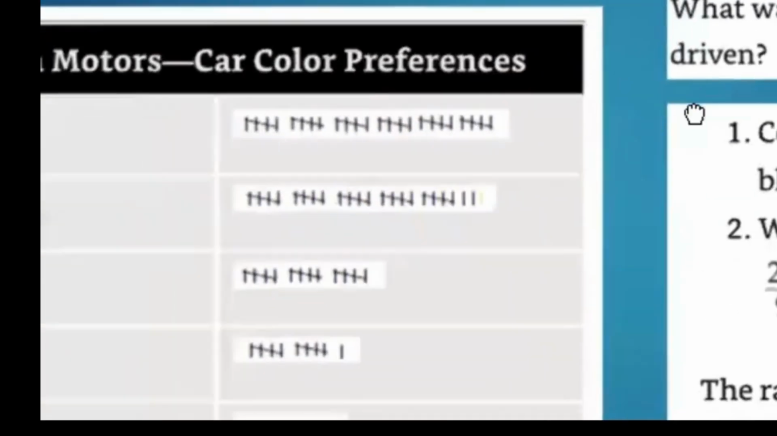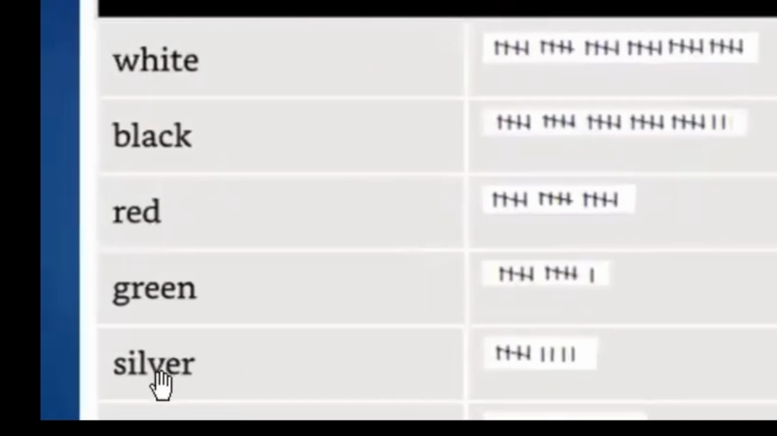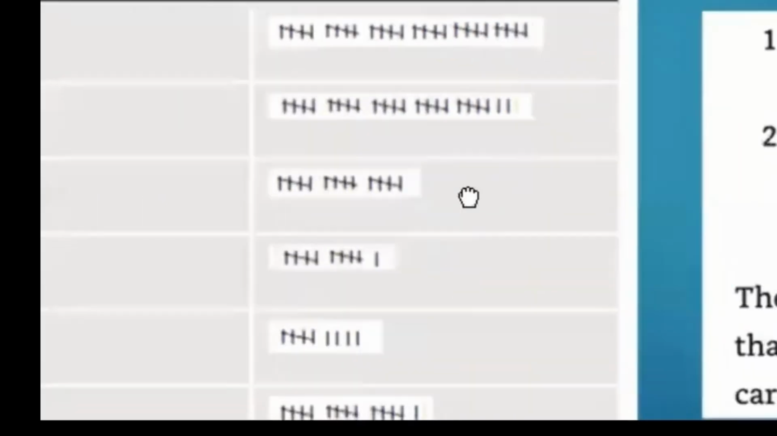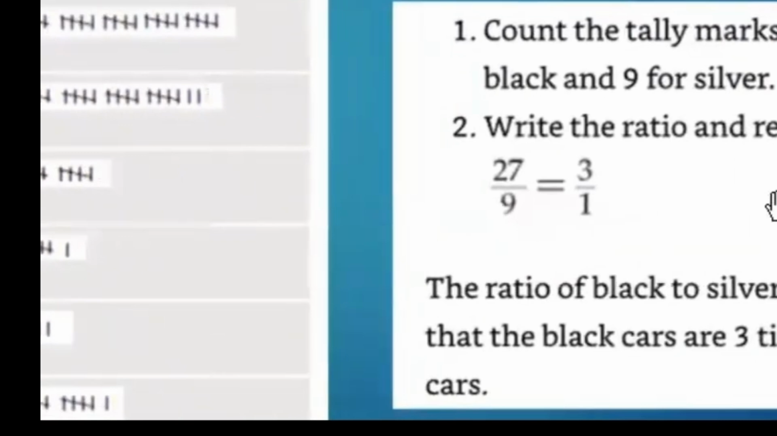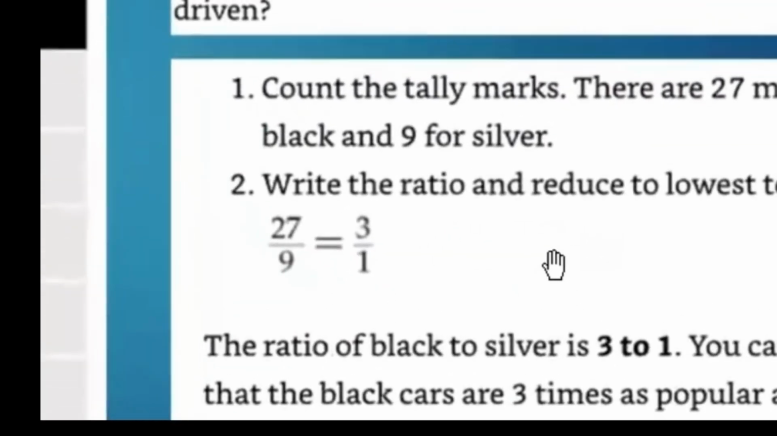So we go back to our chart and we look for silver, which is right here. We see the first 5 counted for us. And then 1, 2, 3, 4. We know that 5 plus 4 is 9. She saw 9 silver cars. Again, the question is asking you for the ratio of black, 27, to silver cars. So you're going to write down 27 to 9, or 27 over 9.